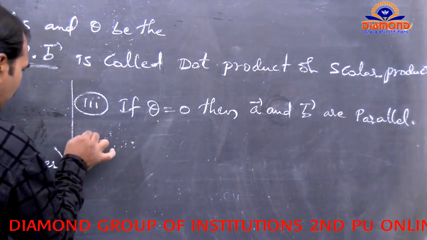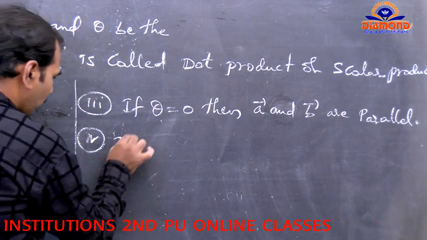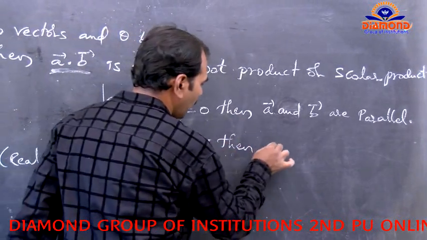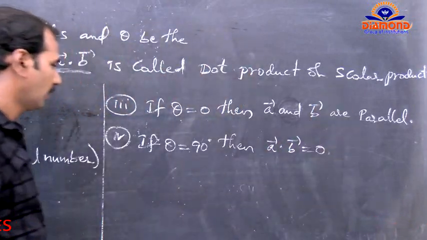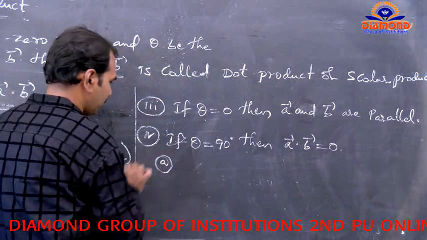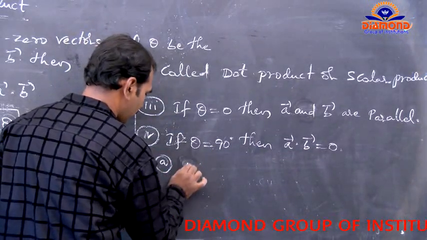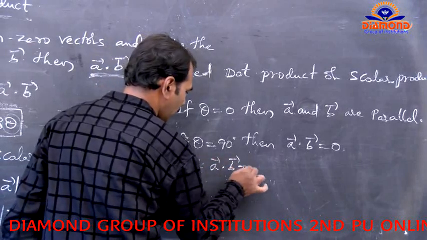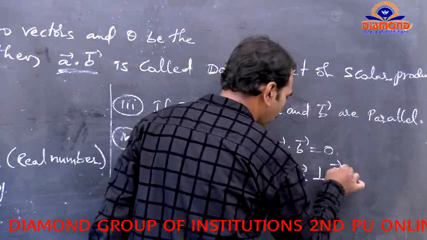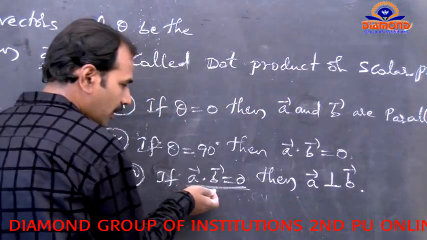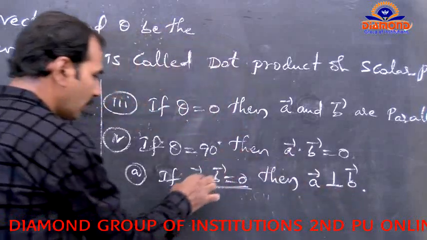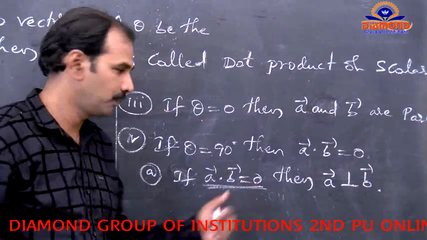Fourth condition: if theta equals 90 degrees, then A vector dot B vector equals 0. Conversely, if A vector dot B vector equals 0, then A is perpendicular to B. Or if A is perpendicular to B, then the dot product value is 0.